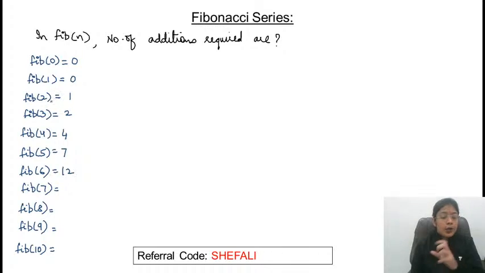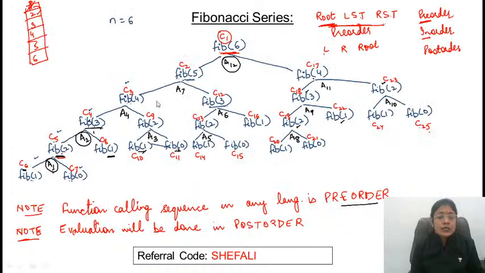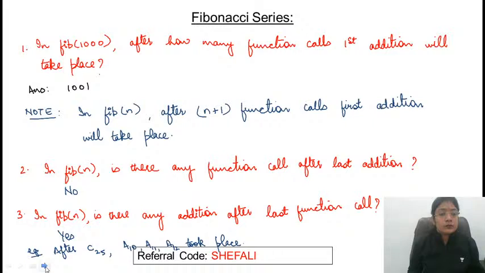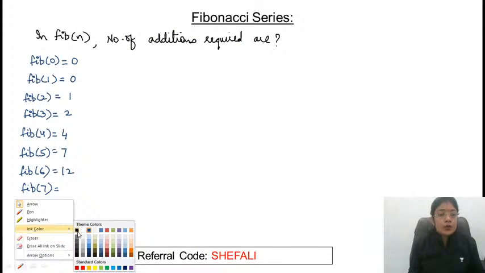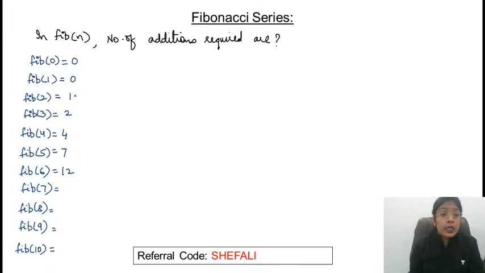So here the number of additions for Fibonacci n. See, if I want to get the number of additions for Fibonacci 6, then the additions required for Fibonacci 5 plus number of additions required for Fibonacci 4 plus 1. Easy? So you can observe here. How are we getting the values? Fibonacci 2, how many additions are required? Number of additions required for Fibonacci 1 plus number of additions required for Fibonacci 0 plus 1.